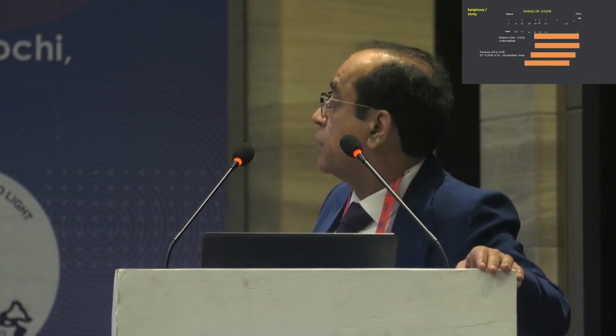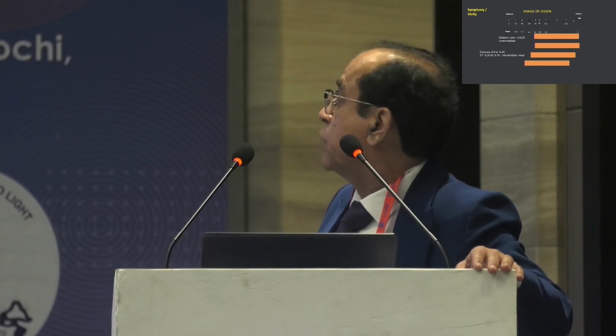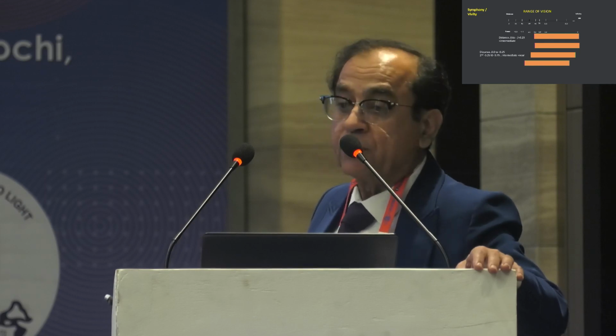On the other hand, if you are using a symphony lens, so if it is plus minus 0.25, a patient who wants primarily distance, even if it becomes plus 0.25, he'll be able to see clearly for distance. But if it becomes minus, he will not be able to see for distance.